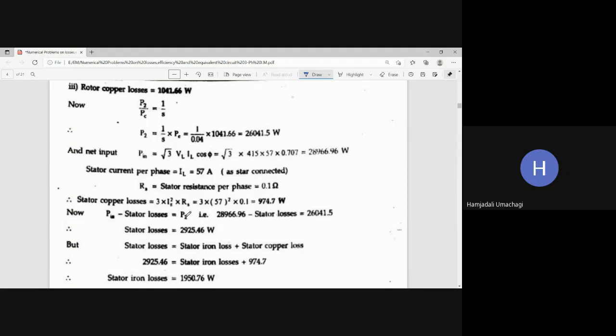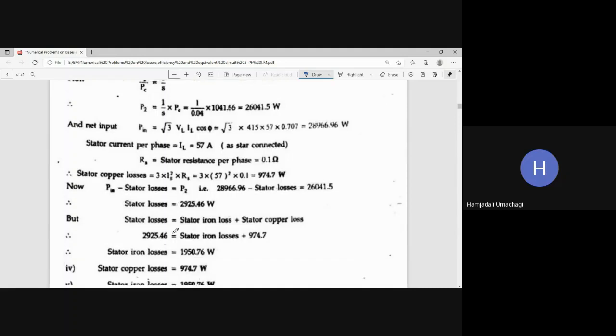Now we will make use of the formula: P_in minus stator loss is equal to P2. Here net input is 28,966.96, stator loss is unknown, and rotor input P2 is already calculated as 26,041.5. From this, if you calculate the stator losses, you will get the answer as 2925.46 watts. So this is the stator loss.